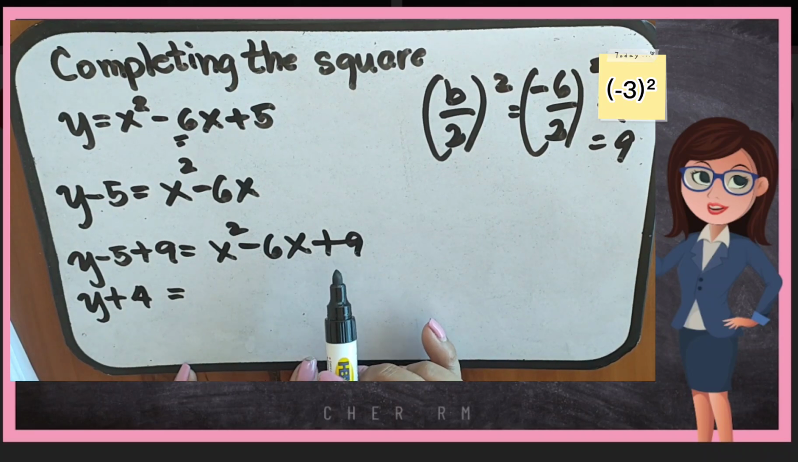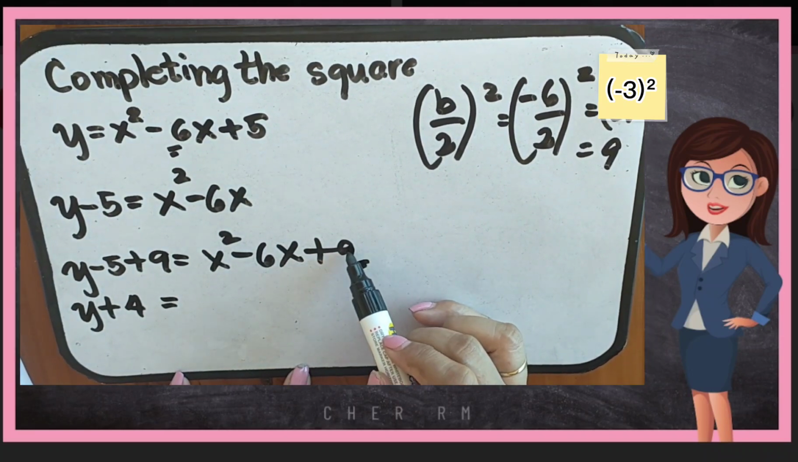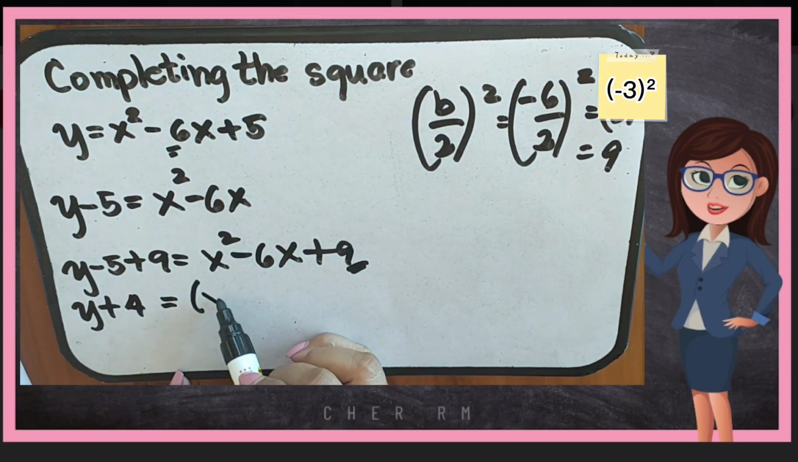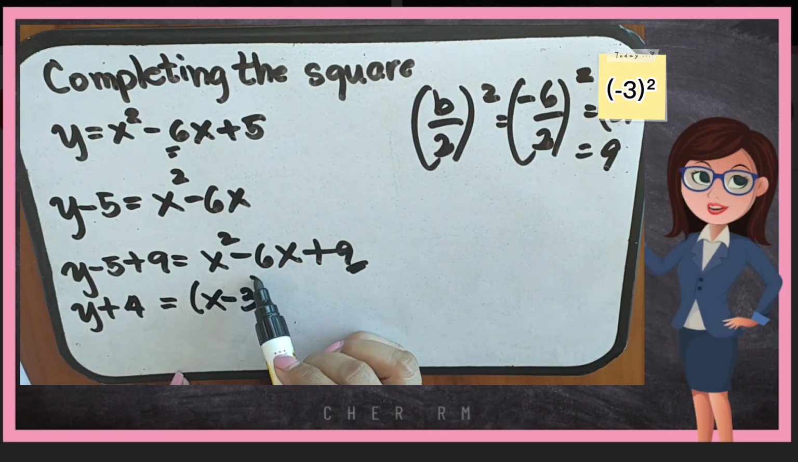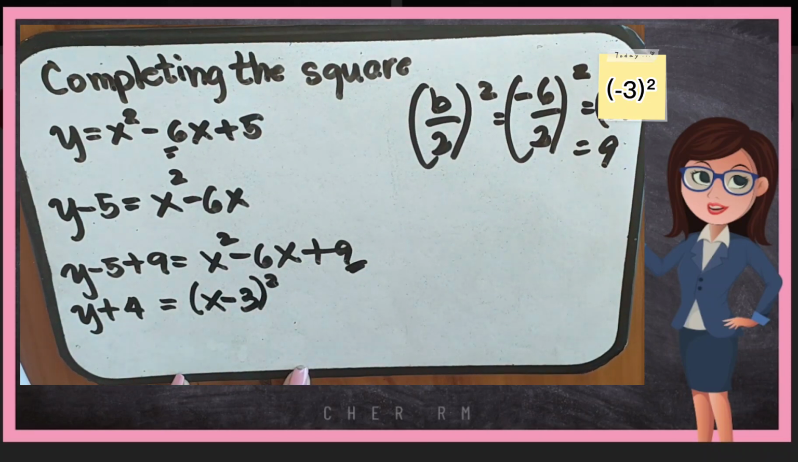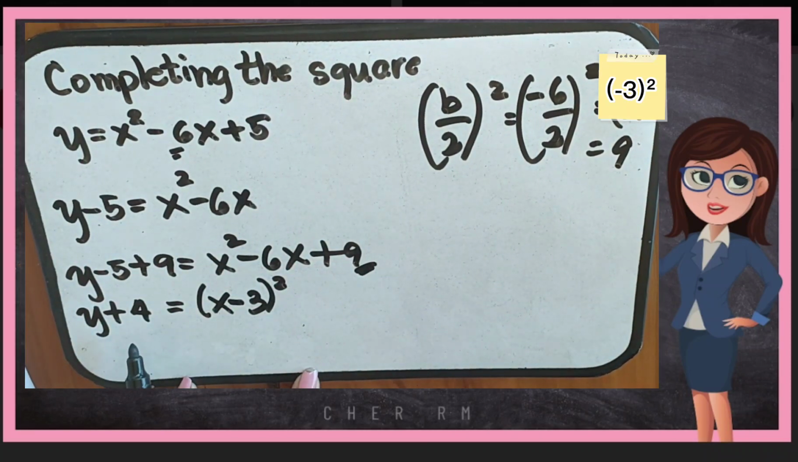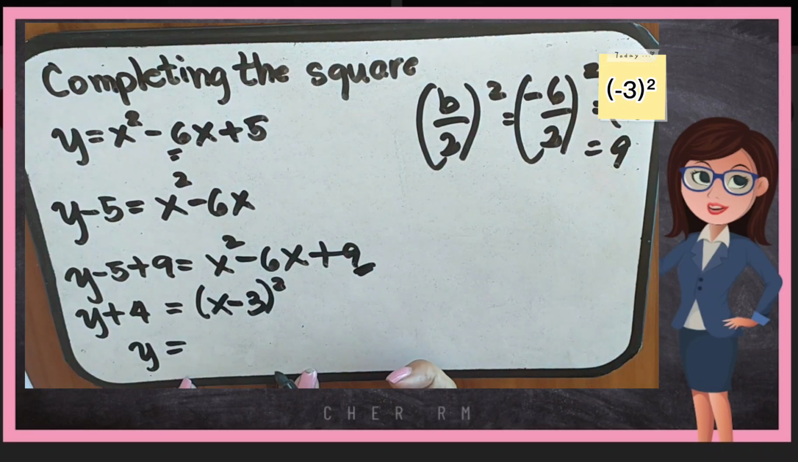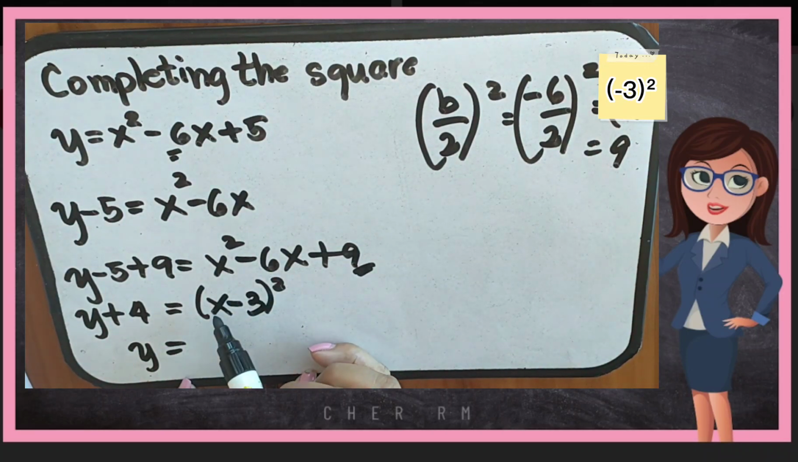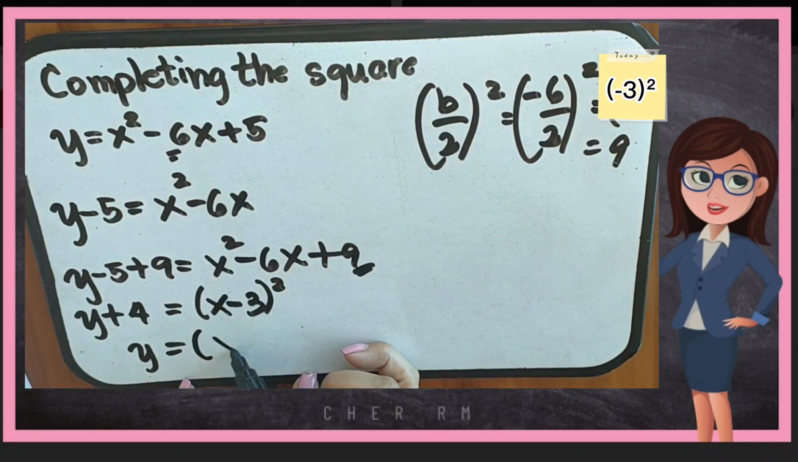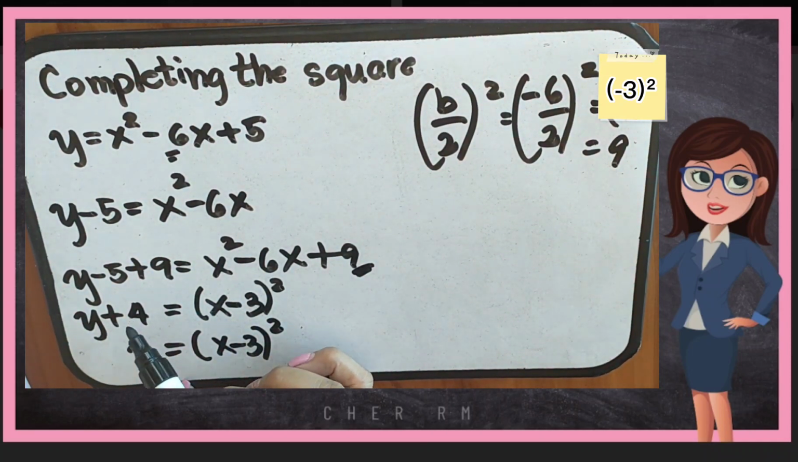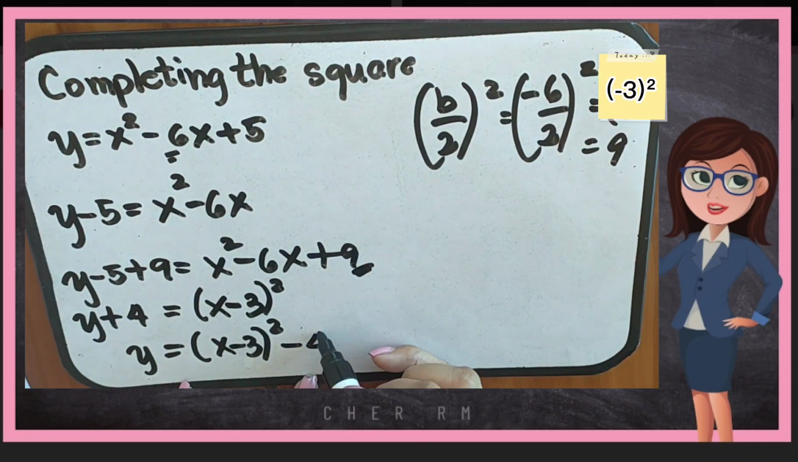then write this perfect square trinomial into a square binomial. Of course, get the square root of 9, and that is 3. Then copy the negative sign. So we have x minus 3, then we have squared. Then after that, we will transpose positive 4 to the right side of the equation. So the vertex form or the standard form of quadratic function is y equals x minus 3 squared, then transpose positive 4 to the right, it becomes negative 4.